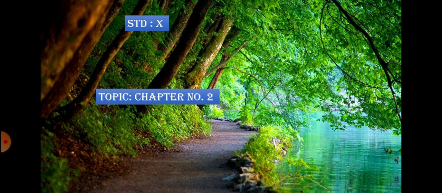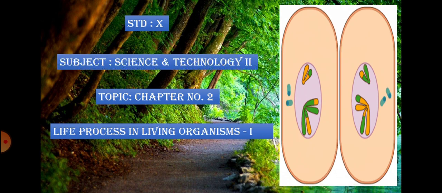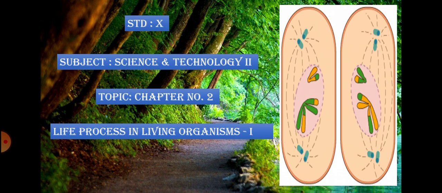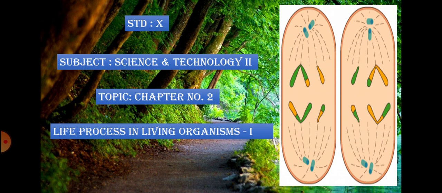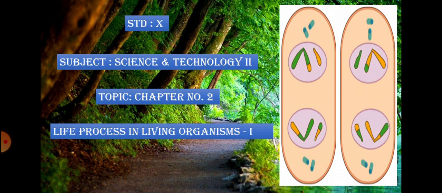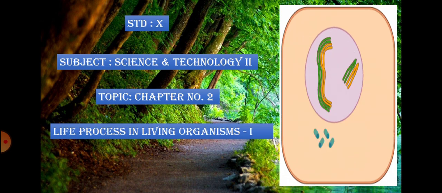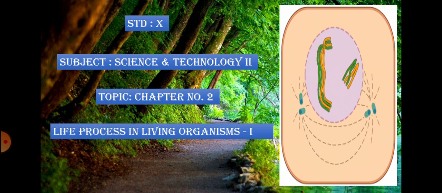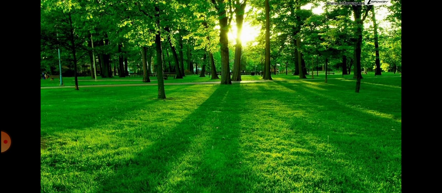Today we are going to continue the same chapter, that is Life Processes in Living Organism Part 1 of our Science 2, that means Science and Technology Part 2 subject. In the earlier class, we studied about nutrition. We studied about how different cells combine to form one tissue, different tissues combine to form one organ, and different organs combine to form one organism. We studied how a cell divides. Today, we are going to study cell division in detail.